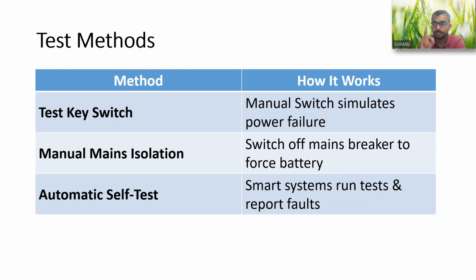The first test is the test key switch. The second one is to isolate the mains breaker, and the third one is the automatic self-test, which is normally seen in the centralized battery system. So these are the three test methods: test key switch, manual mains isolation, and the automatic self-test.